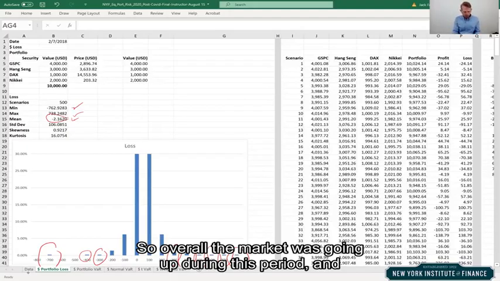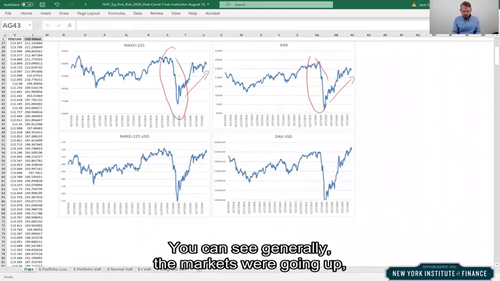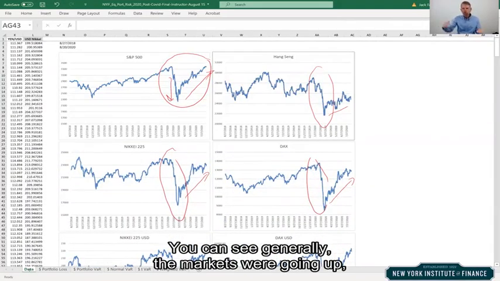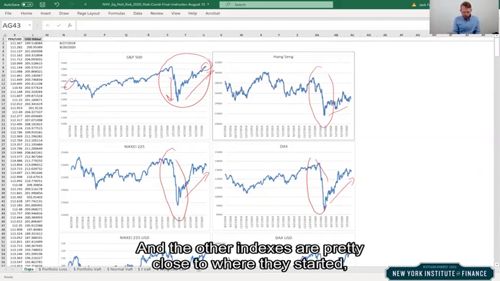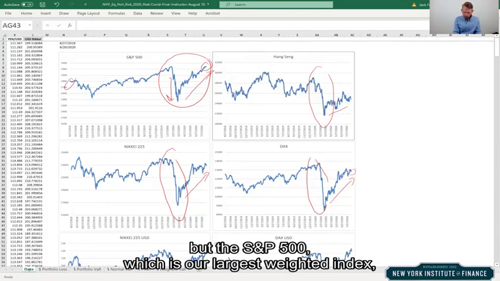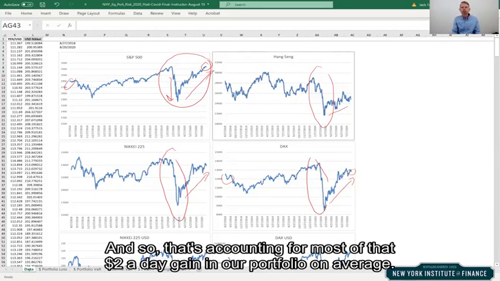And you can see that if we go back to look at the graphs on the first data set, generally the markets were going up, especially the S&P 500, which is much higher than where it started. And the other indexes are pretty close to where they started. But the S&P 500, which is our largest weighted index, is significantly higher than where we started. And so that's accounting for most of that $2 a day gain in our portfolio on average.